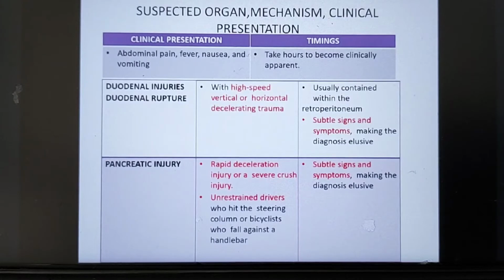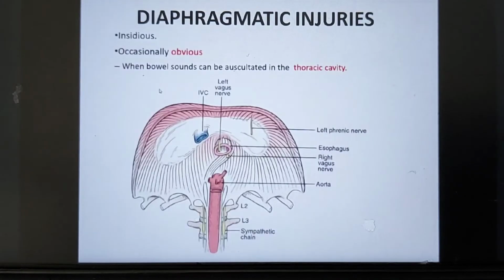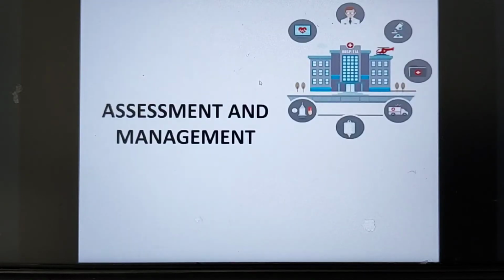As I said before, retroperitoneal injuries will take hours to become clinically apparent. So the patient might present with abdominal pain, fever, nausea, and also vomiting. Diaphragmatic injuries are usually insidious and only occasionally obvious. In diaphragmatic injuries, we can hear bowel sounds. Bowel sounds can be auscultated in the thoracic cavity.